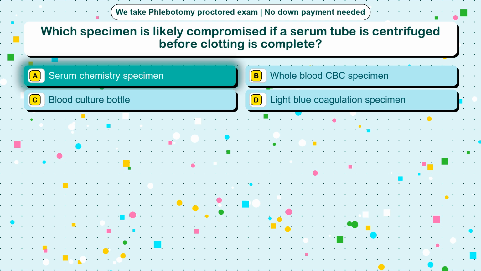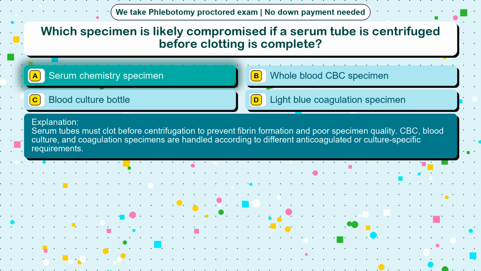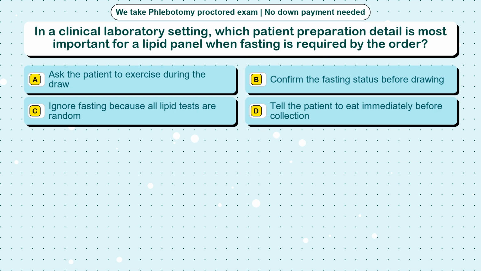The correct answer is option A. Serum chemistry specimen. Serum tubes must clot before centrifugation to prevent fibrin formation and poor specimen quality. CBC, blood culture, and coagulation specimens are handled according to different anticoagulated or culture-specific requirements. Question 99. In a clinical laboratory setting, which patient preparation detail is most important for a lipid panel when fasting is required by the order?